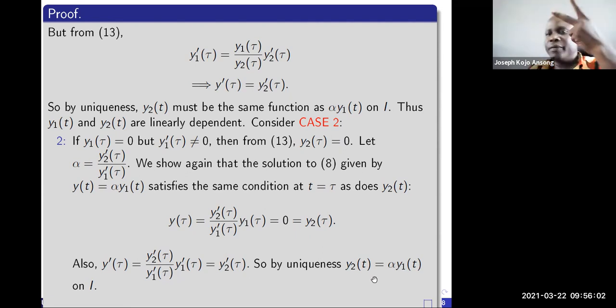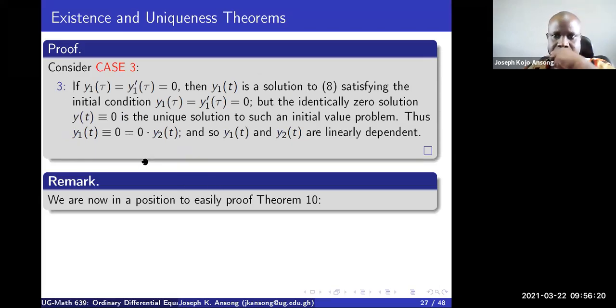So in case 1 and case 2, we have shown that y1 and y2 are linearly dependent. The final case that we want to look at is the case where both of them are 0. First, we assume this is not 0. So in the next case, we want to show what happens if y1 is 0 and y1 prime is also 0.